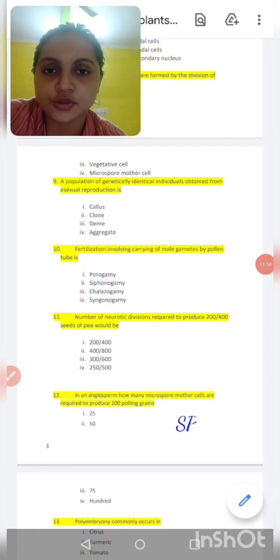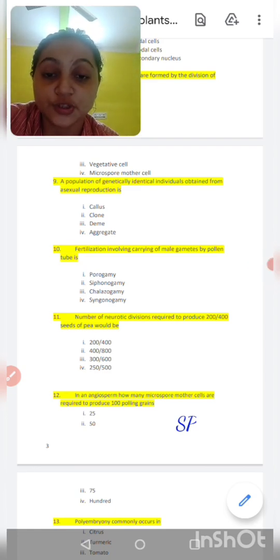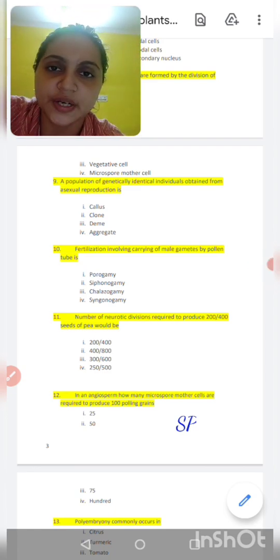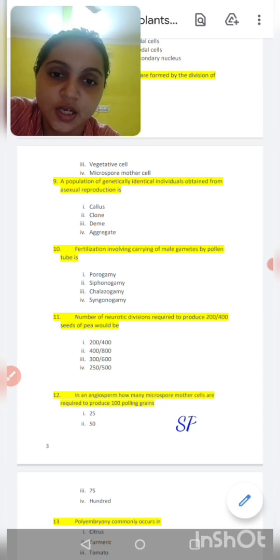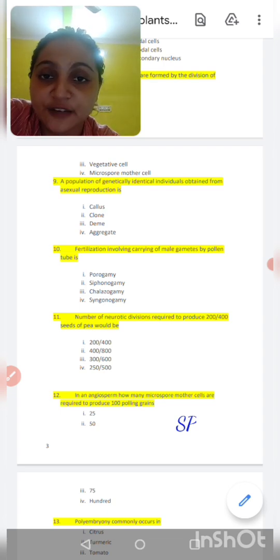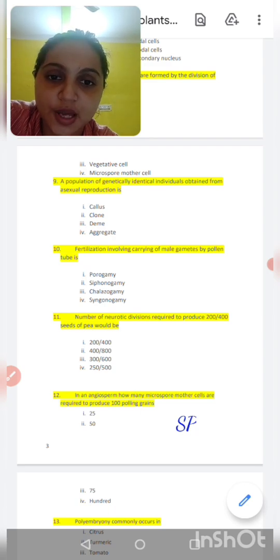Okay, so student, coming to the next question, question number 10. Question number 10 is: fertilization involving carrying of male gametes by pollen tube is. There are four options: porogamy, siphonogamy, chalazogamy, and syngonogamy. First of all, let me explain the four terms.